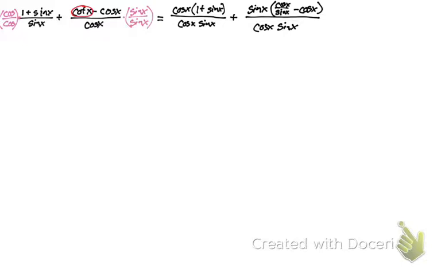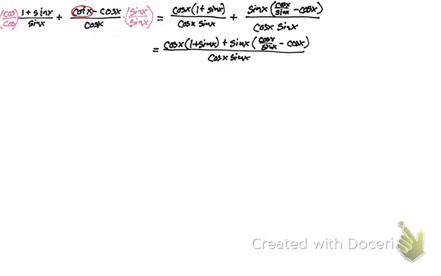Let's just push these things together first, and then we'll take care of that. So I have cosine x times 1 plus sine x, plus sine x times that cotangent, which I changed to cosine x over sine x, minus cosine x, all over cosine x sine x. Now that looks all confusing, but really I just used algebra. I used algebra to multiply by the other denominator, and I just added these things together. Just don't lose track of your sines and cosines.